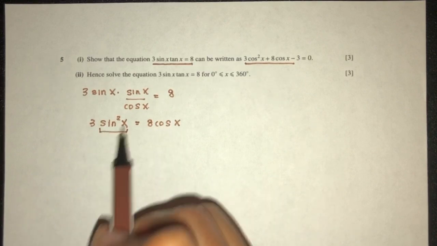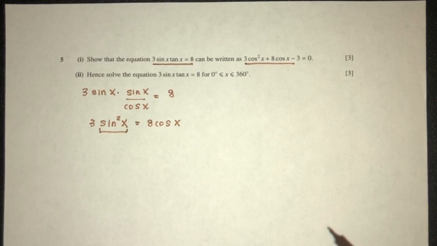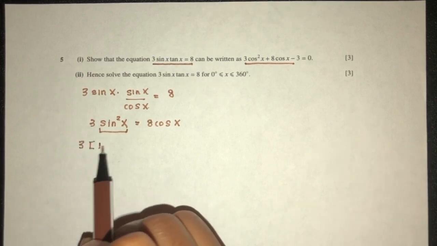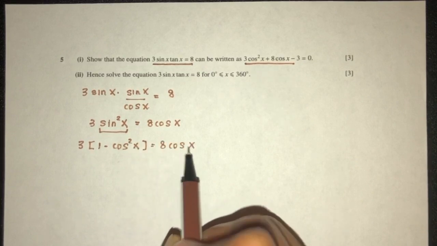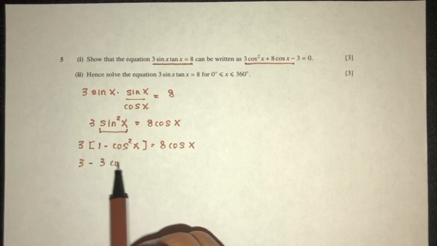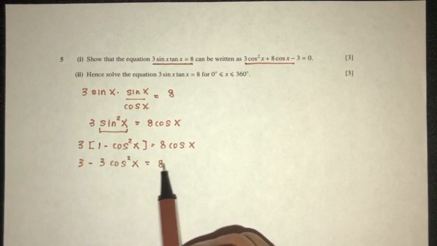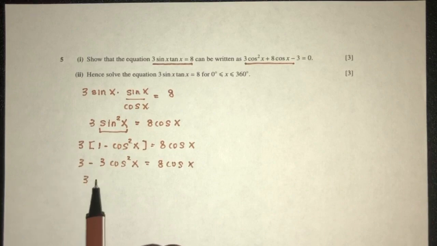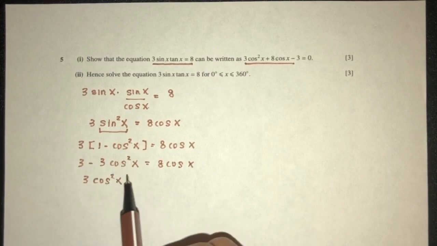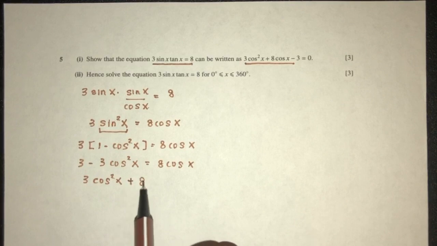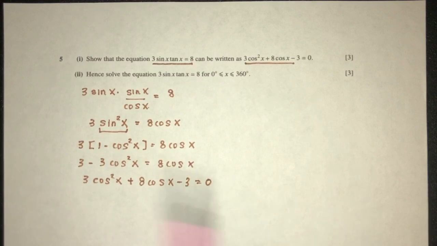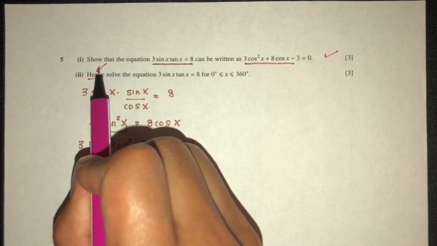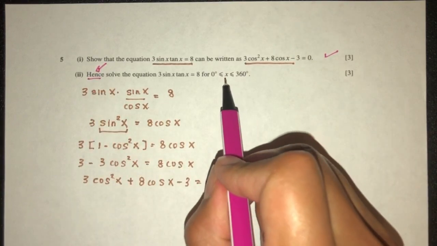Now we know that sine squared x is actually equal to 1 minus cos squared x. If you guys don't know this, then it will be a problem. You have to know this identity to solve this question. That will be 3 minus 3 cos squared x is equal to 8 cos x. Simplify. 3 cos squared x, send this over here obviously, and that will be plus 8 cos x minus 3 is equal to 0, and this is shown as required. Right, now hence means we have to use part 1 of your answer to solve this equation for the value of x between 0 and 360.